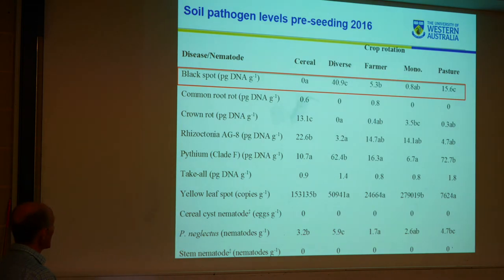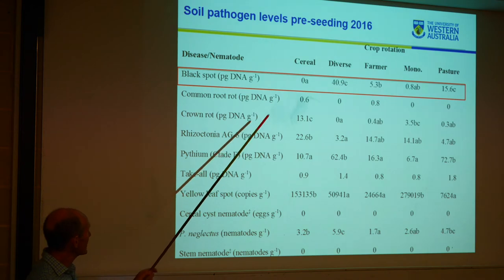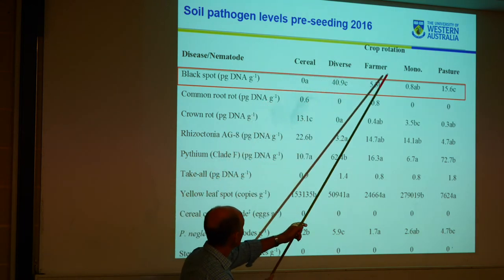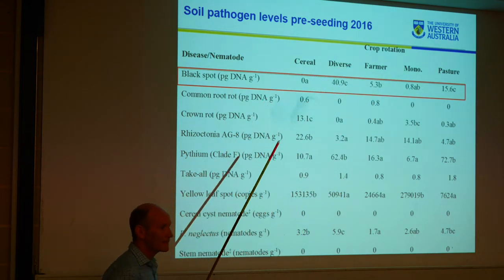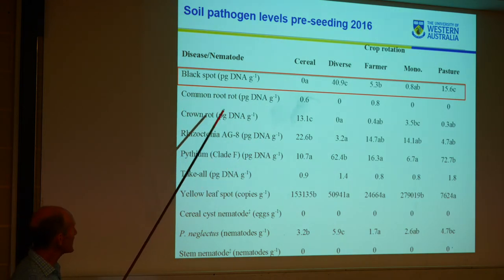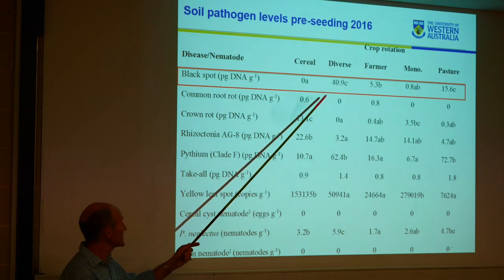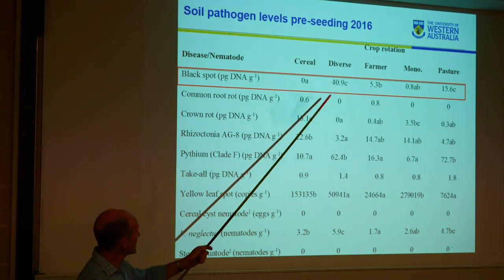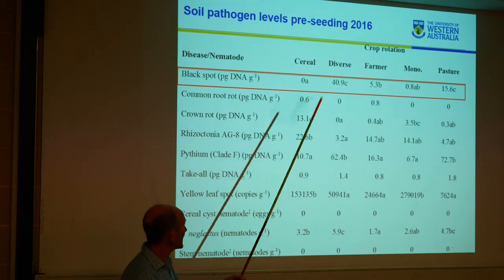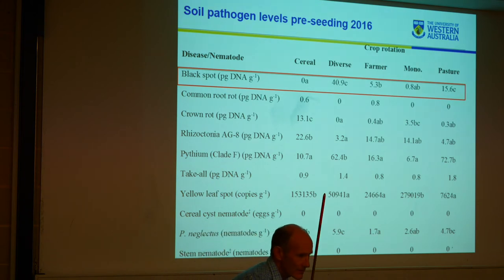So what I'm showing you now are a number of the diseases, and I've got the five different rotation treatments up there. And firstly, looking at black spot, it's as we would expect. We've grown peas in the diverse rotation, so much higher there, and very low levels where we haven't grown it. So that's fitting in nicely.